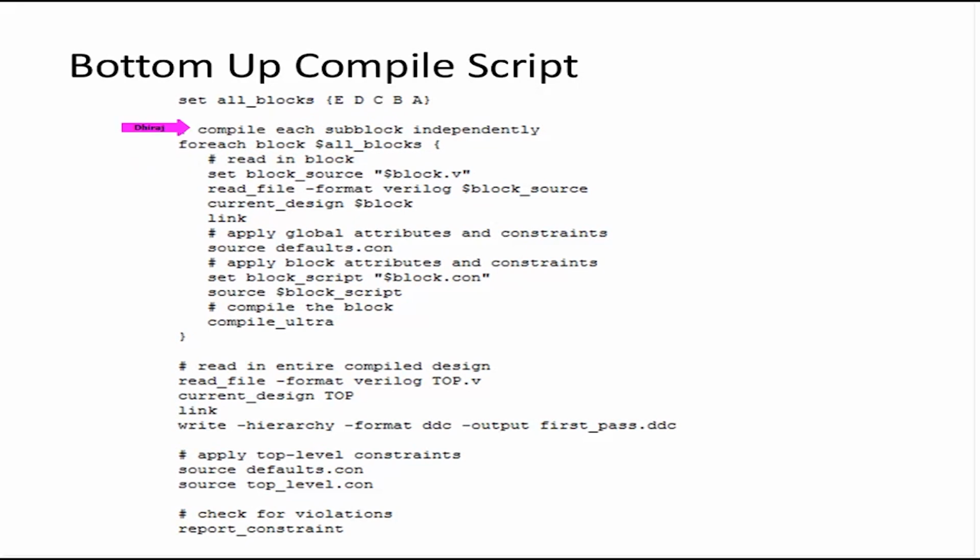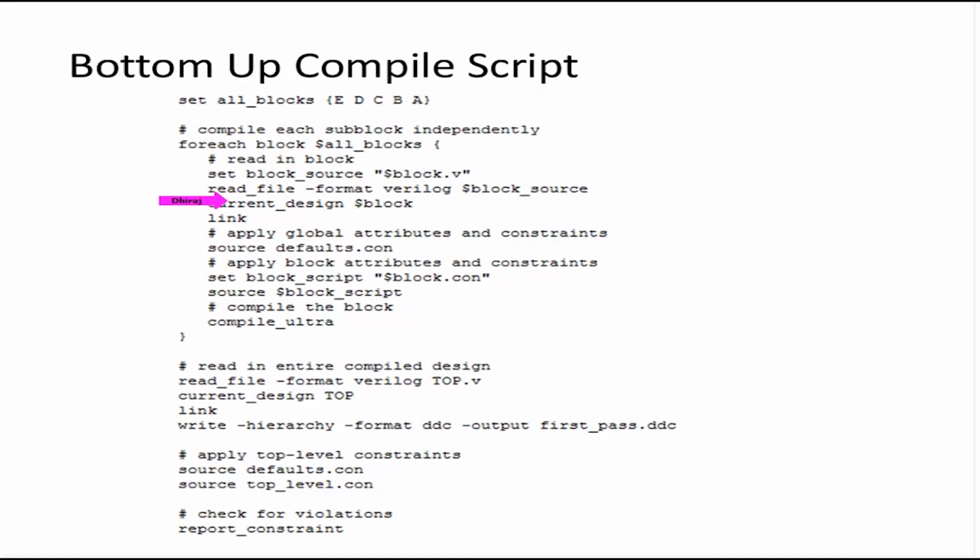This is the first iteration. We are compiling each subblock independently. This is a foreach which will run through all these blocks. This is a for loop. Nothing different than a for loop. So for each block in all blocks, we read in the block source. So we set the variable block source. We read this file. We set the current design to this block.